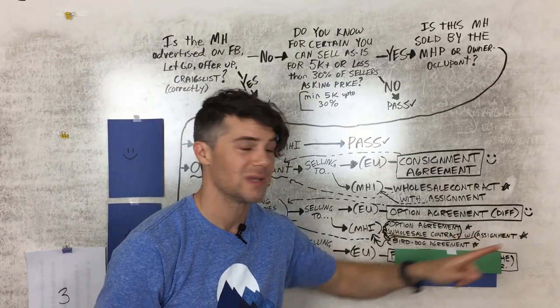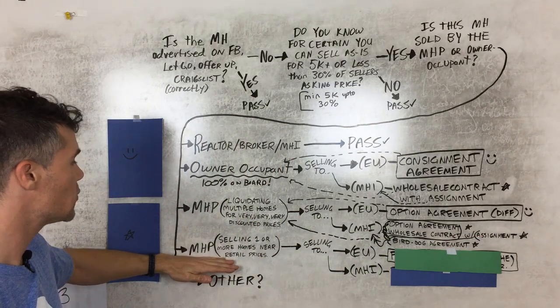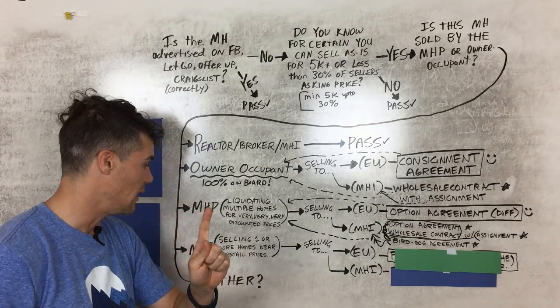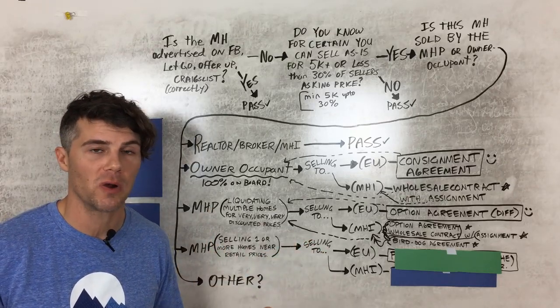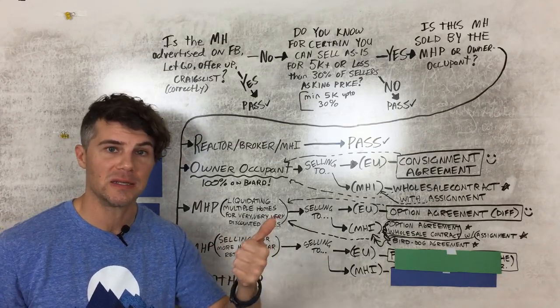And these stars represent how you're going to get paid, and I'll talk about that in just a minute. The next route is if the mobile home park is just selling one or more, and it's near retail prices. This is something that mobile home parks do all the time. They get homes back and they sell them. They get them back through abandonment, eviction.